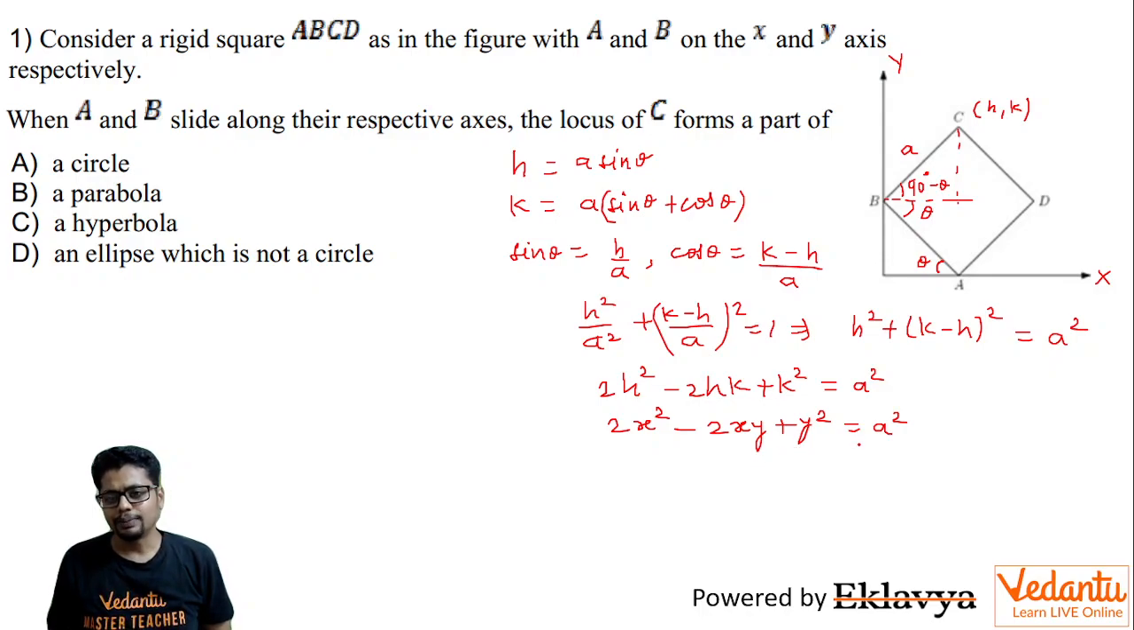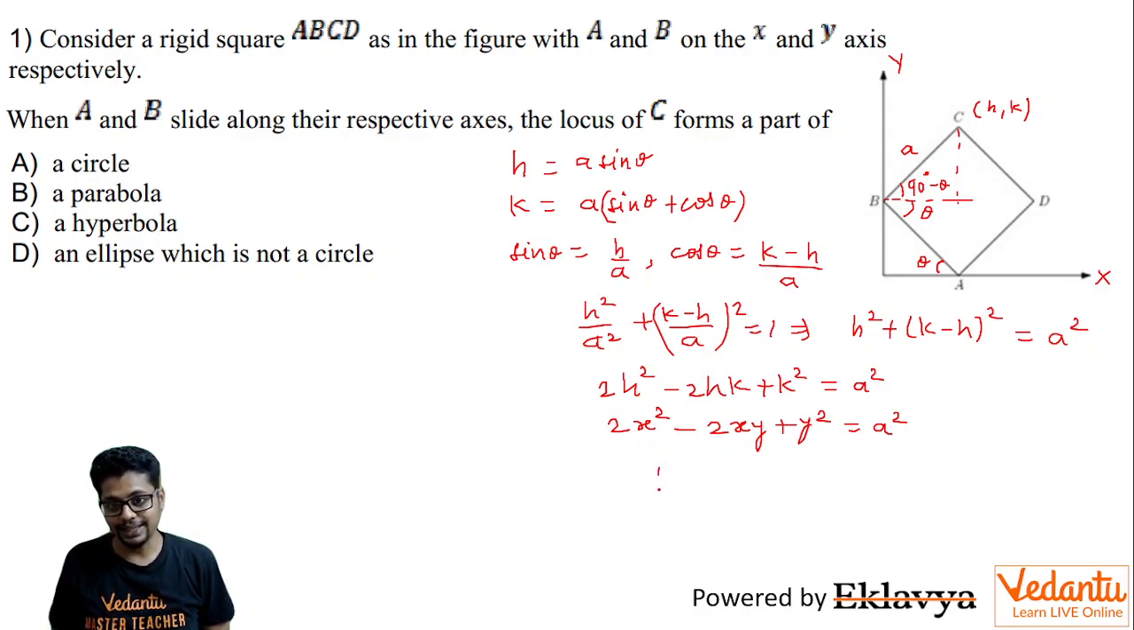Now this A is supposed to be some fixed quantity which is not given to us in the question, but we have just assumed that A is the side length of this rigid square ABCD, which is supposed to be something constant. So here we have got the locus of this point C, and if you see carefully, it is clearly not a circle. It is supposedly a conic.